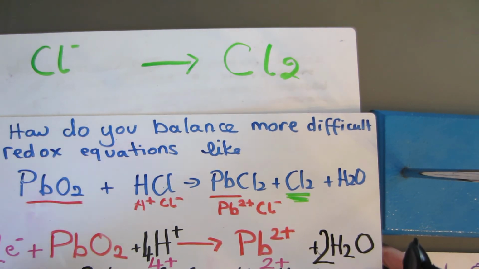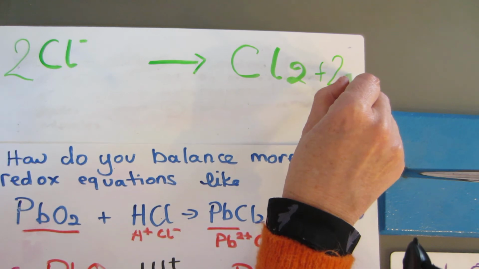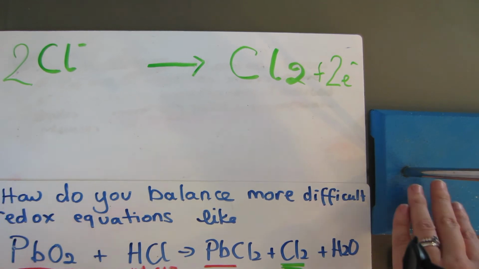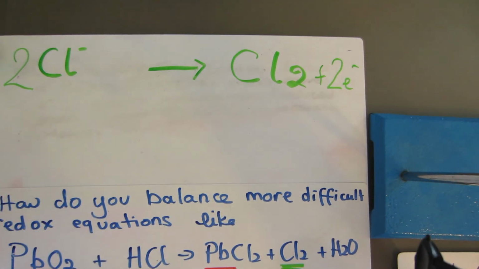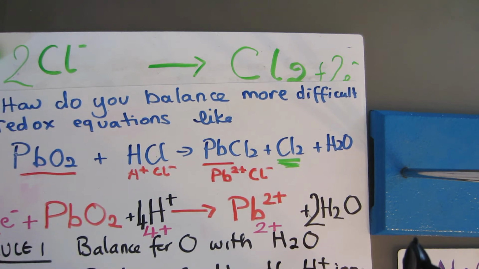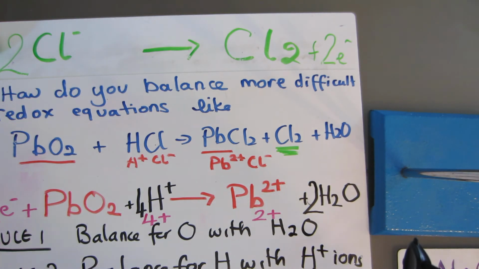So what must have happened? Two chloride ions lost electrons. Let's put them over there. And that's our second redox half equation. Notice now, in this redox half equation, I didn't need to add any oxygens or hydrogens. I only follow rule number 1 and 2 if I need to. You don't just start putting oxygens and water and everything in all half equations. You only do it if you need to.